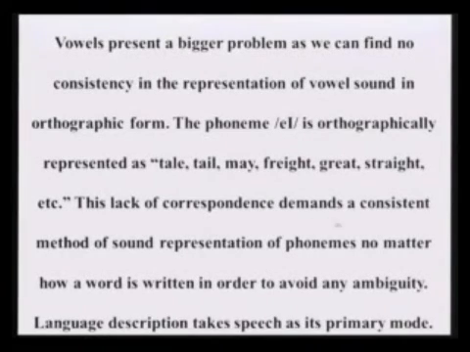This lack of correspondence demands a consistent method of sound representation of phonemes, no matter how a word is written, in order to avoid any ambiguity. Language description takes speech as its primary node. Speech, not writing. Please, when we talk about phonetics and phonology, we talk about sound, about speech.